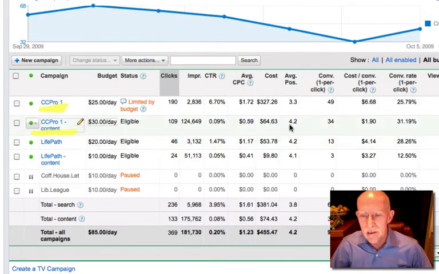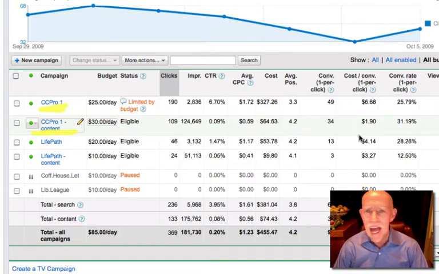Average position is still really good at 4.2, and I got 34 conversions out of that. My cost per conversion was $1.90, so you can see that it's well below the search network campaign, and that's what we're going for. Again, these conversions tend to be just slightly less targeted. They're not quite as active and going at this thing the way some of the search network campaigns are, but they're still reasonably good leads, and at $1.90, that's good.